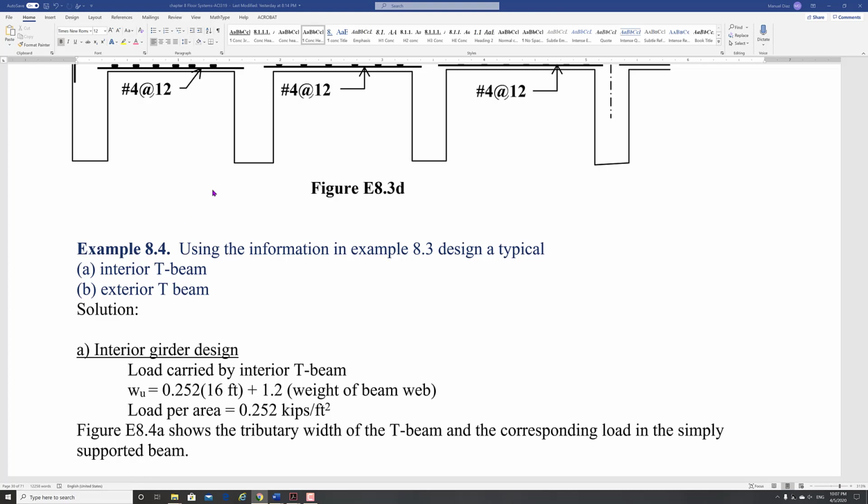Okay. Last video, we designed the slab, and that's exactly what you need to do in your project for your floors and your roof. Okay. Now we're going to design the beams. And again, this will be what you need to do in your project. Here in the example, we're going to do interior and exterior. However, you only have to design the interior beam. Okay.